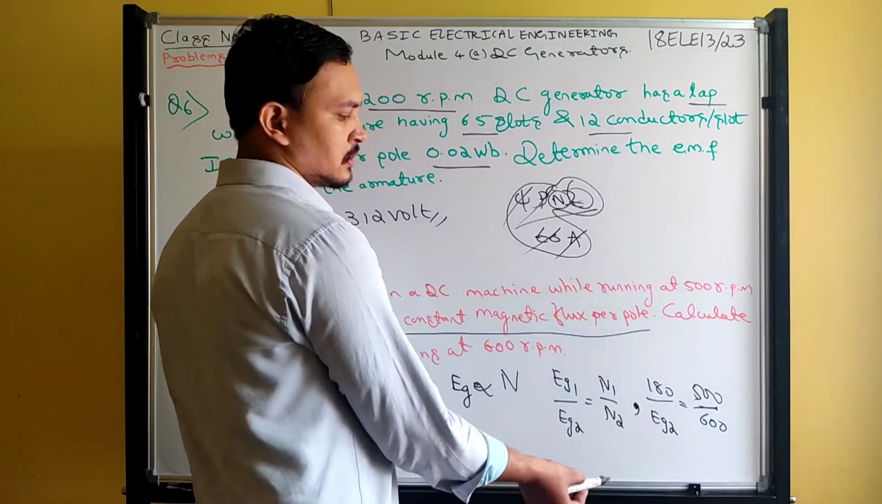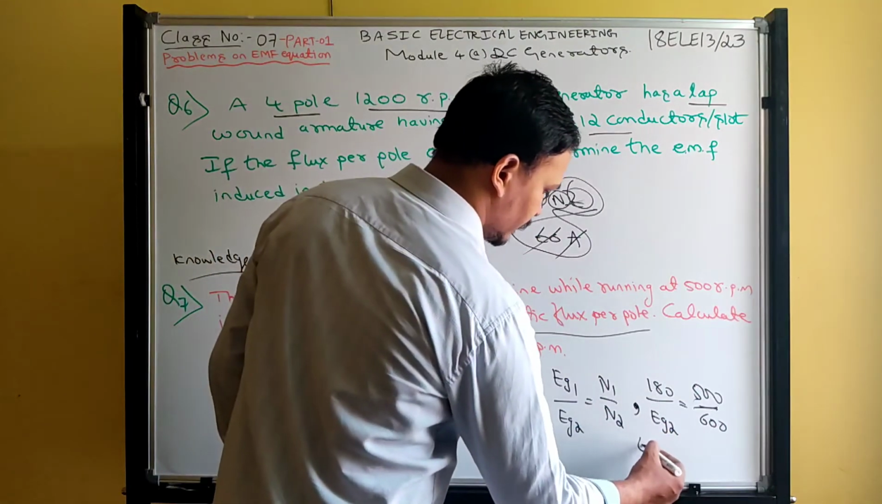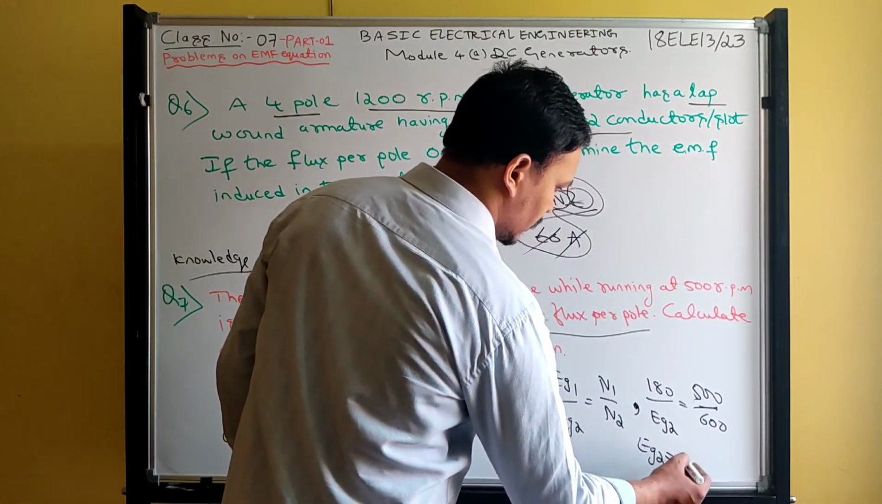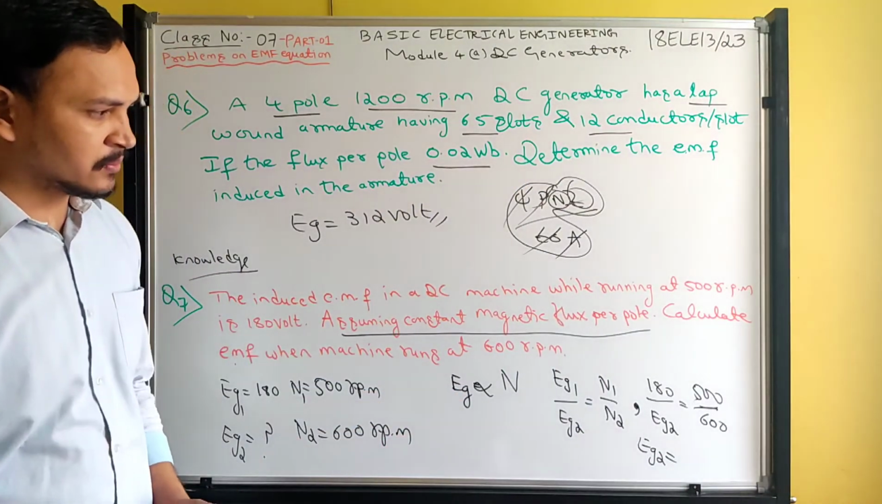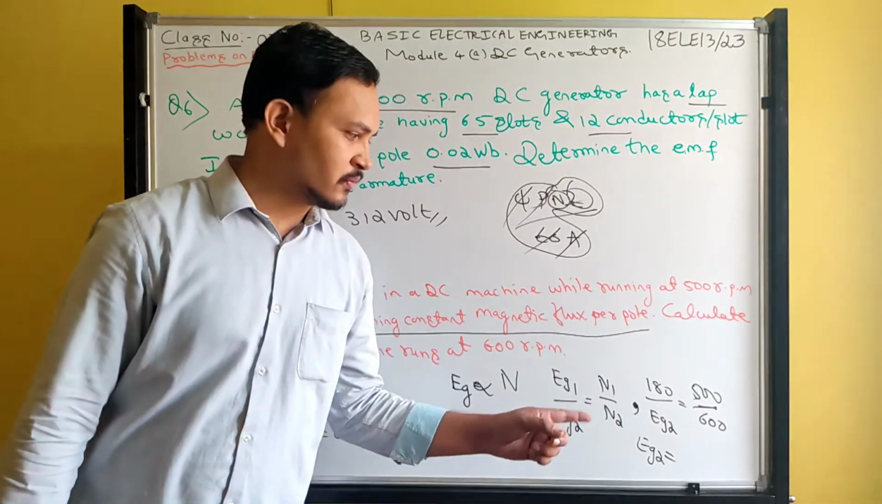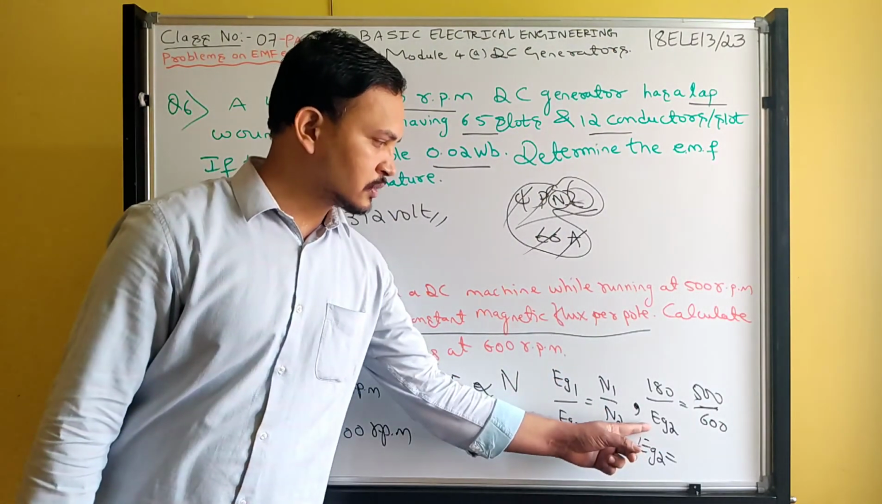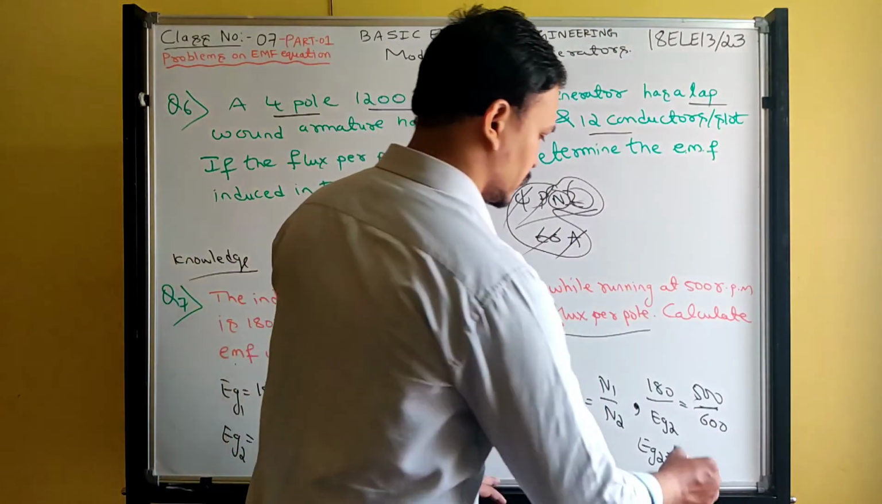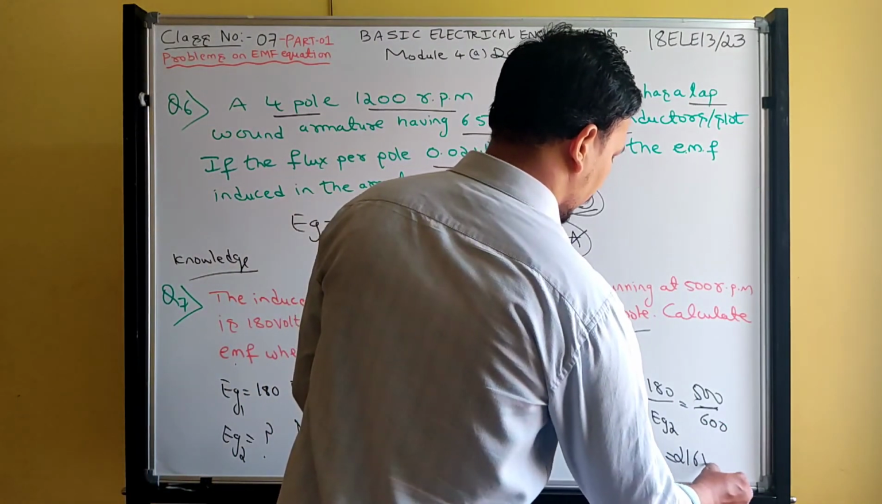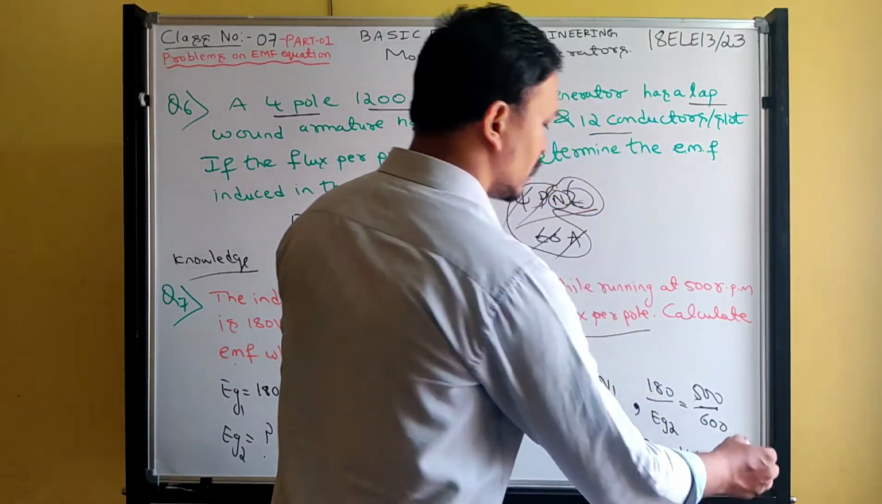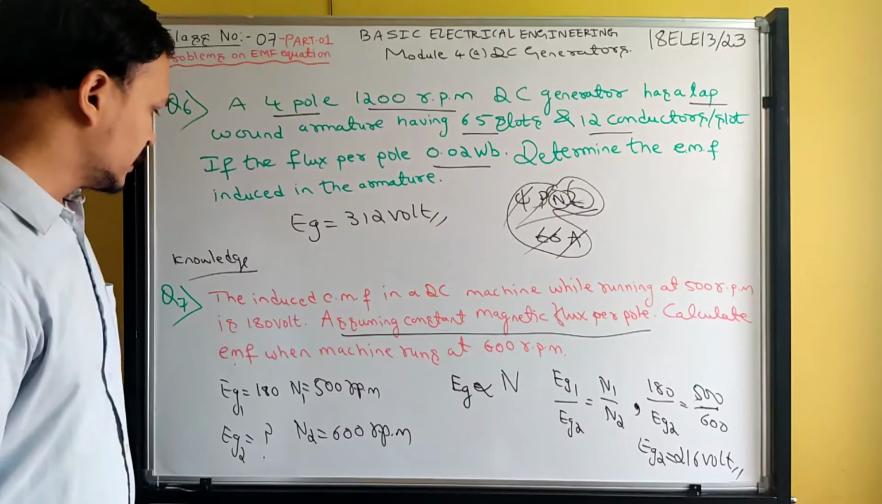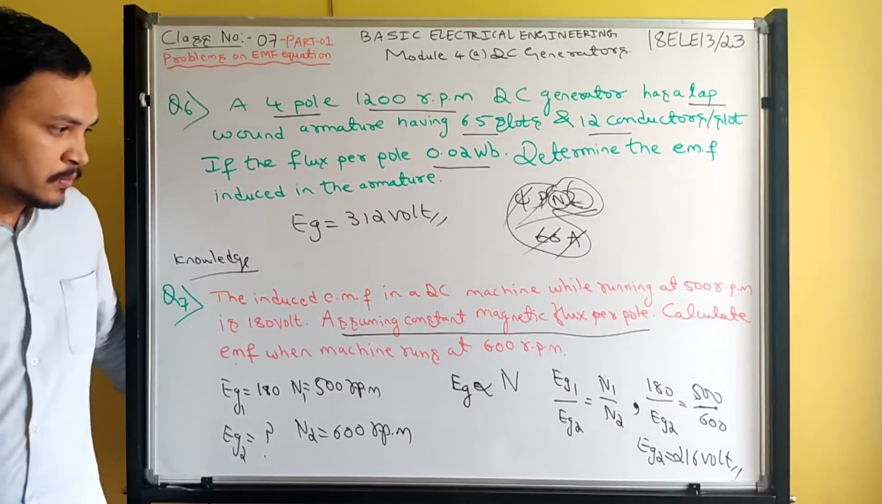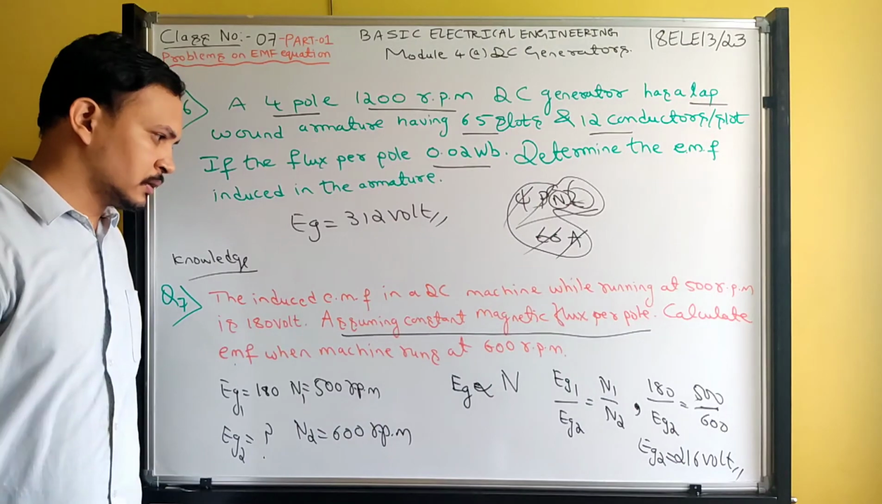So solve this equation. By solving this, you will get the EMF generated when the machine runs at 600 RPM. See, more speed, more voltage. What answer can you predict? Your answer should be more than 180. So solving in the calculator, we got 260 volts. Okay. So guys, pause the video and then copy down the solutions.